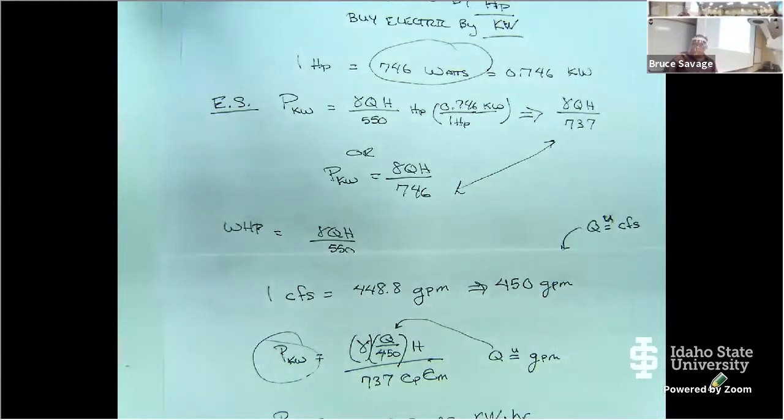Okay? And power in kilowatts is sold as kilowatt hours. So if you use 1 kilowatt for 1 hour, that's what you get charged. Does anyone know what the going rate in Idaho is for 1 kilowatt hour?